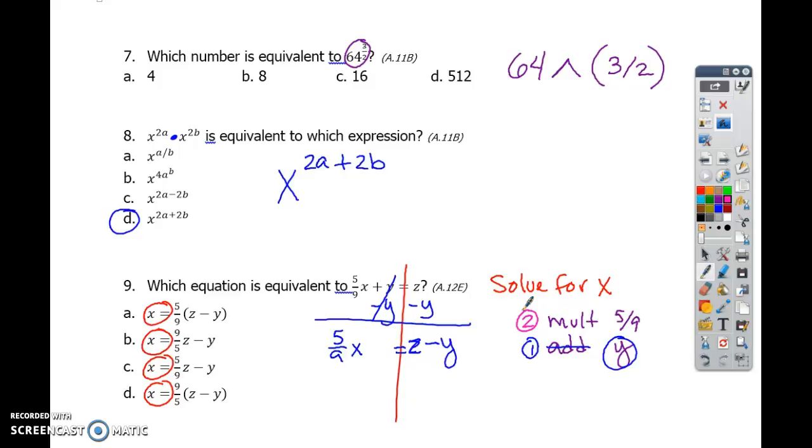If you do that, make sure that you use, well, actually, no, you can't do it with this one because you wouldn't get it right. This is a literal equation. So you would have to multiply by the reciprocal, which is 9/5. So multiply times 9/5 here, and also this whole thing over here, 9/5. So that leaves you with x equals 9/5 times z minus y, and your answer is D.